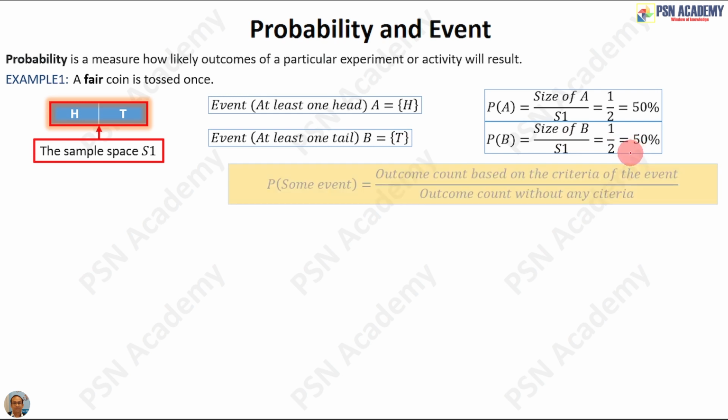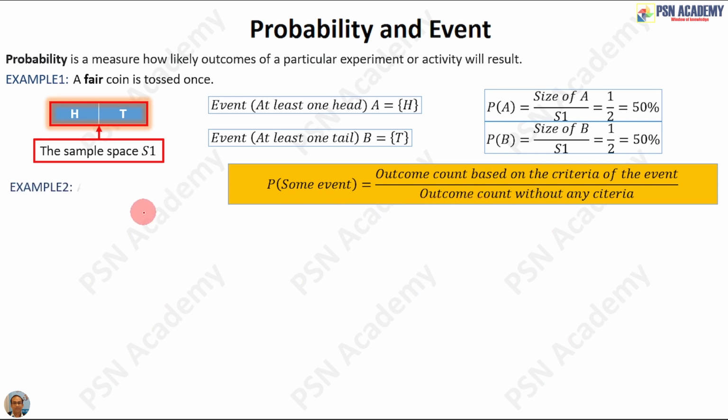Thus, what we learn is that the probability of some event is the outcome count based on the criteria of the event by the outcome count without any criteria. So the numerator is an outcome count based on the definition of the event, and the denominator is also the outcome count but without any criteria, that means the whole sample set. Thus, the probability is nothing but a relative frequency of some event.